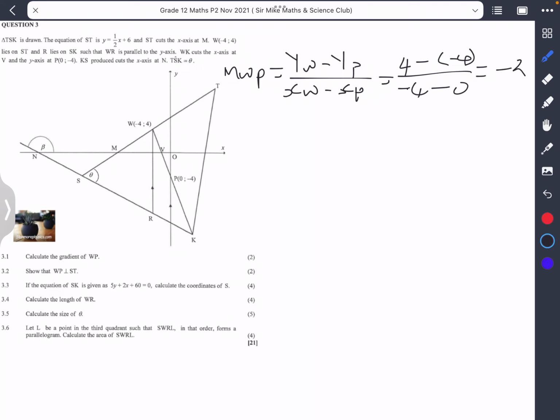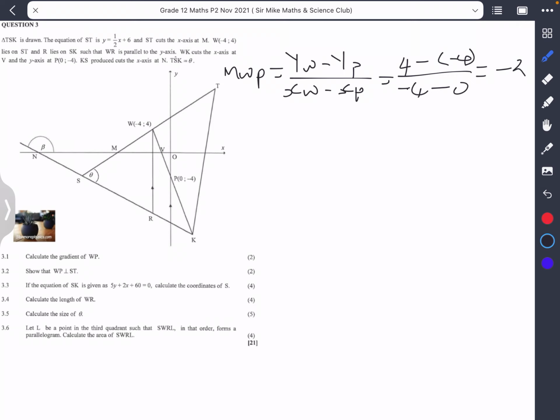They said show that WP is perpendicular to ST. How would you show that two lines are perpendicular? It's pretty simple. You take the gradient of one line and multiply it by the gradient of the other. If the product of those two gradients gives you negative 1, that means those two lines are perpendicular. So I'm going to multiply the gradient of ST and of WP. If the product gives me negative 1, then I conclude that those two lines are perpendicular to one another, meaning that where they meet they make an angle of 90 degrees.